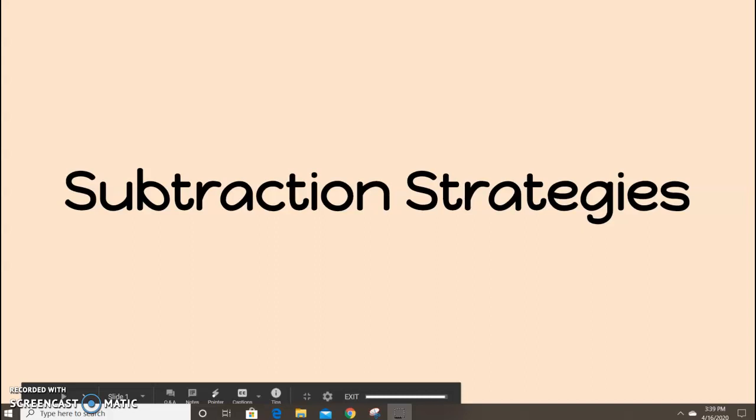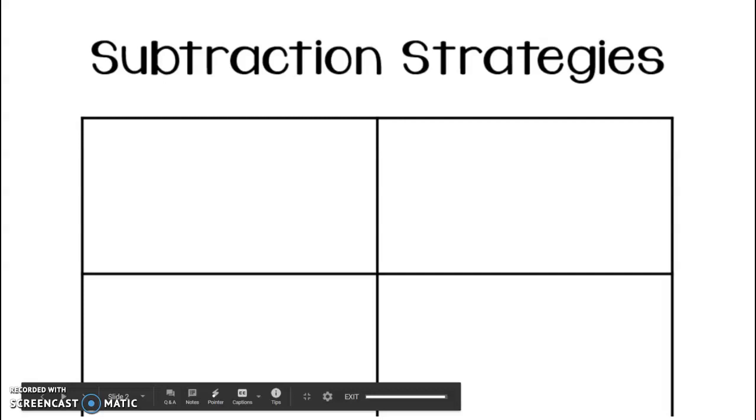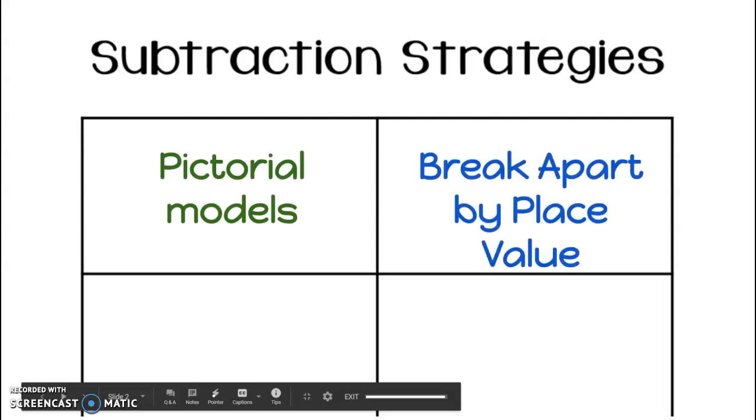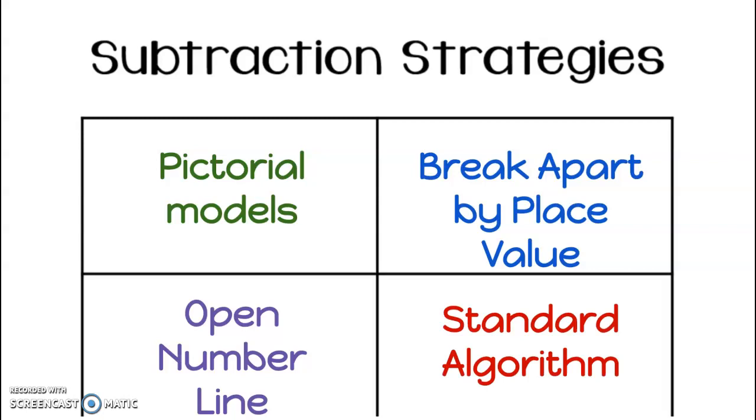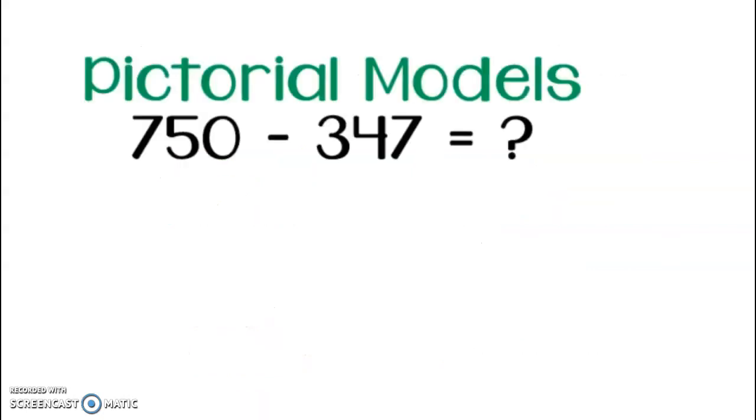Hello, today we will be reviewing some subtraction strategies. We are going to be looking at 4 strategies today. We will be looking at pictorial models, break apart by place value, also known as split method, open number line, and standard algorithm.